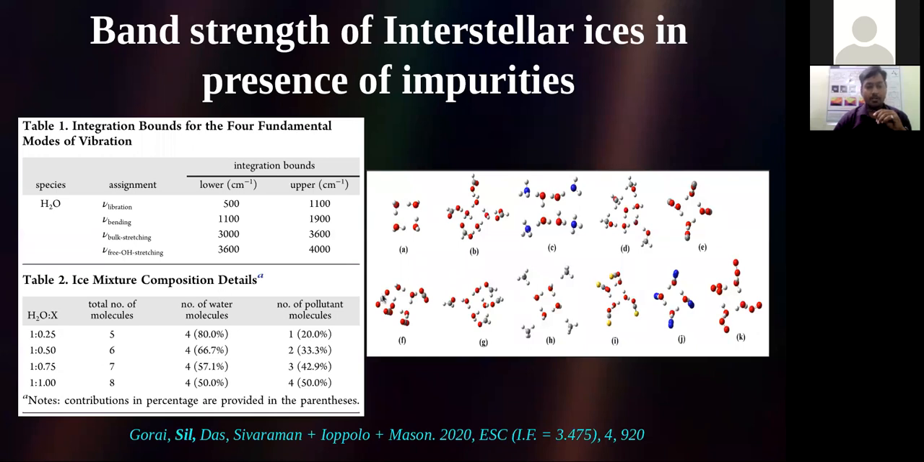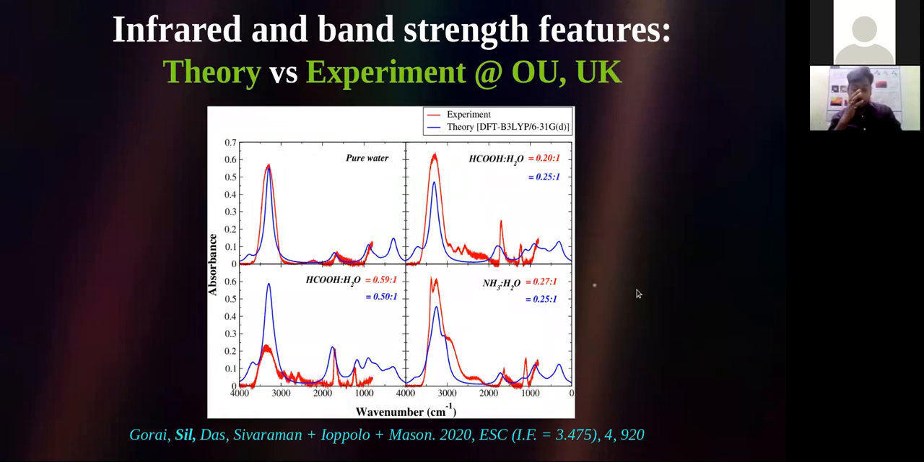And for the ice mixture composition details, if you see the picture, we consider this type of structure for mixing in different concentration ratios, 20% to 50%, and then check how these species affect the infrared spectra of pure water. Some experiments were performed at the Open University, UK, mainly for HCOH, NH3, and CH3OH. We compared the experimental IR, denoted by the red curve, with our theory, denoted by the blue curve. You can see a good match between these.